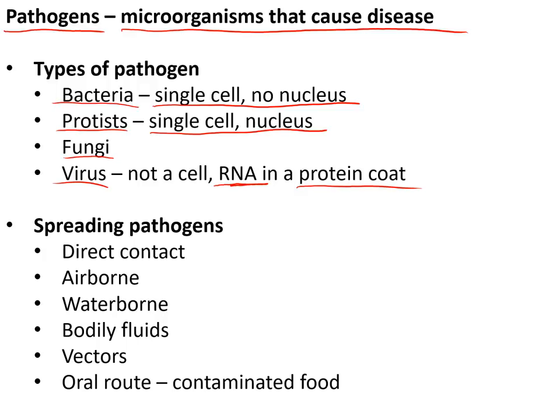And pathogens can be spread in a few different ways: by direct contact, so touching someone who's infected, through the air, the airborne route, so someone sneezes or coughs out a spray of little droplets of mucus that contain the pathogen. They can be waterborne, so the pathogen makes its way into some water, you drink the water, you get the disease. They can be spread through bodily fluids. This is particularly the case for sexually transmitted infections, things like HIV, chlamydia, gonorrhea, and so on. They can be spread by vectors, which are animals that bite you and pass the pathogen directly into your bloodstream. And then there's the oral route, which is essentially eating contaminated food.